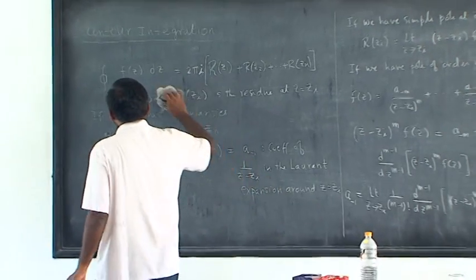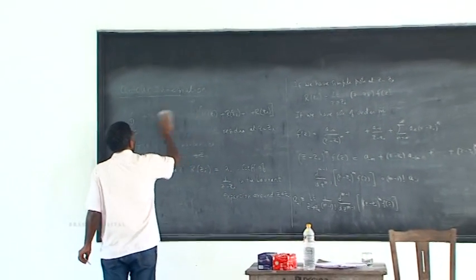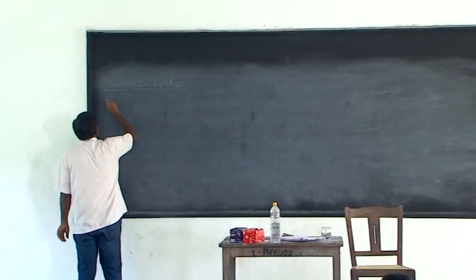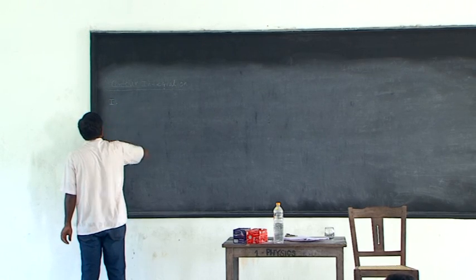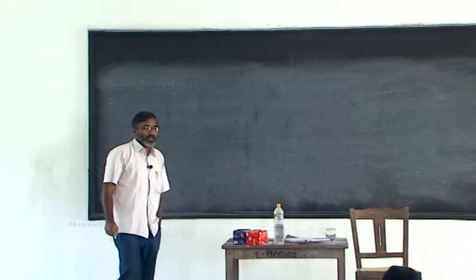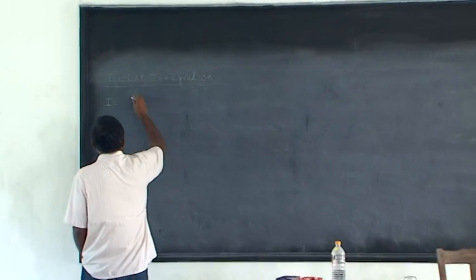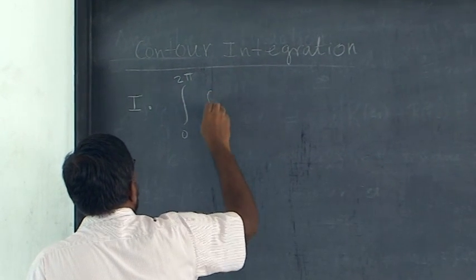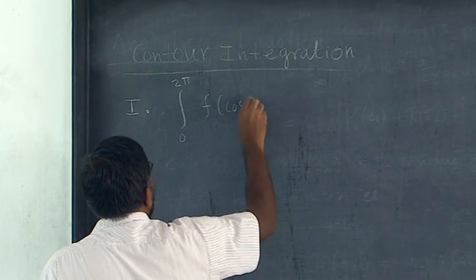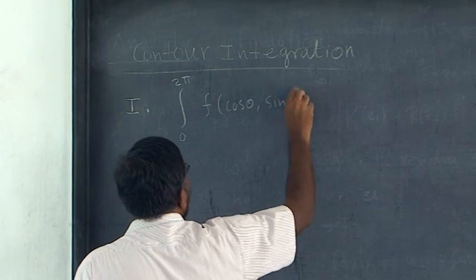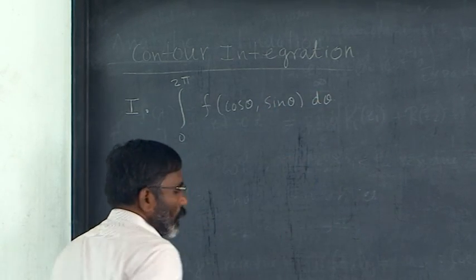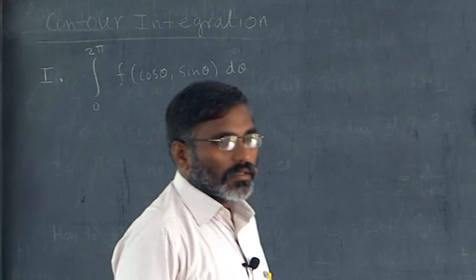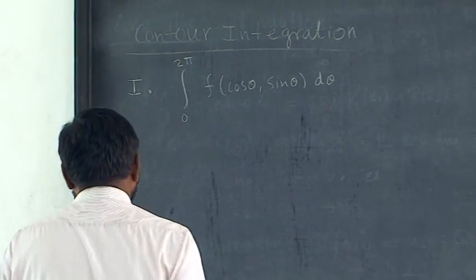So this is called the Cauchy residue theorem. Using residues, you can actually evaluate integrals. The first type of integrals we will look at is integrals of this type: integral 0 to 2 pi of some function of cos theta and sin theta, d theta.